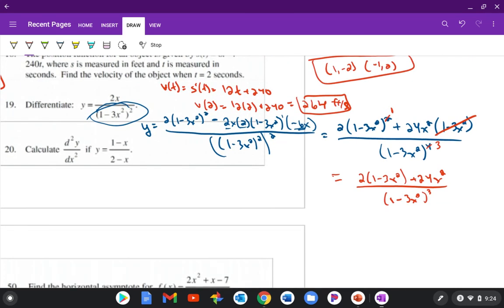I suppose we then could multiply and combine some like terms on the top. That gives us 2 minus 6x squared plus 24x squared. So that would give us 2 minus 18x squared over 1 minus 3x squared to the 3rd. That's probably good enough. There.